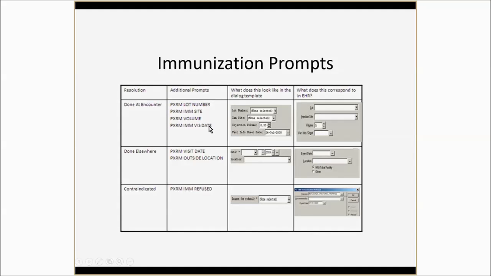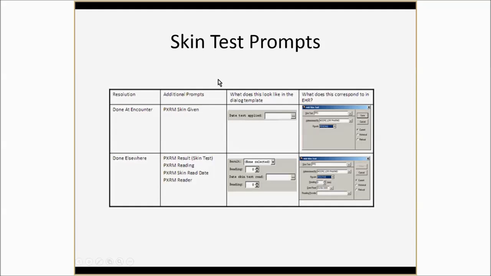Immunization has its own unique prompts. These are the resolution with additional prompts. And then this is how it's going to look in the reminder dialog. This is how it looks if you went to the immunization tab. You have done elsewhere and then contraindicated. Skin test prompts, you have done an encounter, so it only has one prompt. And then you have done elsewhere with the reading. These are the prompts that you can use for that element.